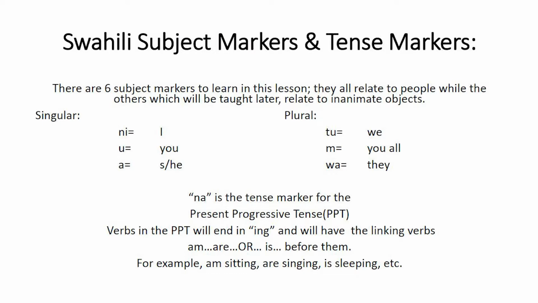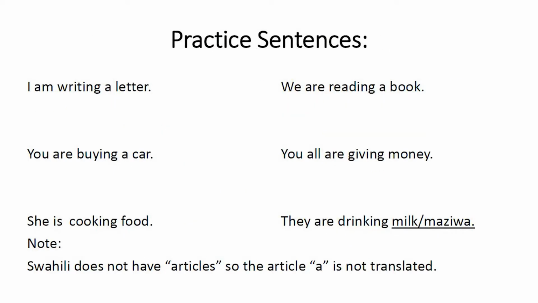Now at the bottom of the screen, you'll see na is the tense marker for the present progressive tense. Na, N-A. Verbs in the present progressive tense will end in ing and will have the linking verbs am, are, or is before them. So then you'll see sentences read something like am sitting, are singing, or is sleeping. And you'll see that in a minute, how they are written in more detail.